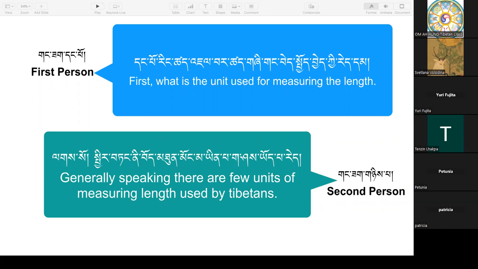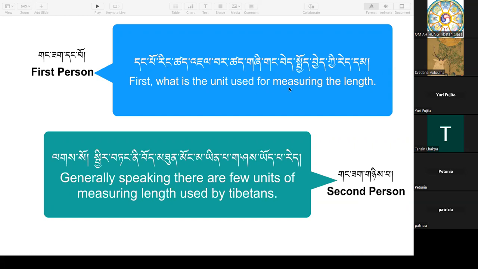Dangpo means first. Whenever you have dangpo, nyipa, sumpa, these come from the word first. These are ordinal, which is in the order. First, second, third: dangpo, nyipa, sumpa, ordinal. So first, what is the unit used for measuring the length?